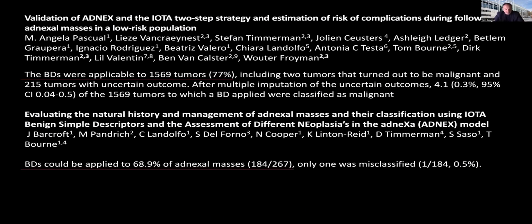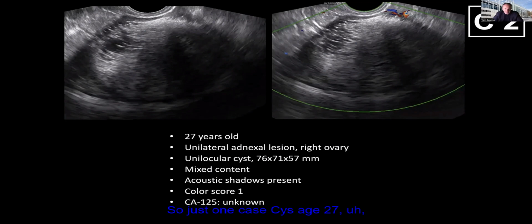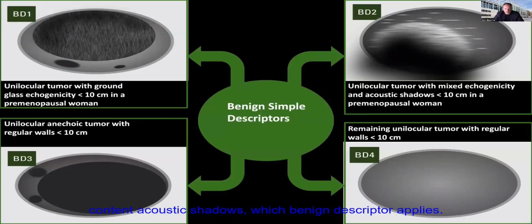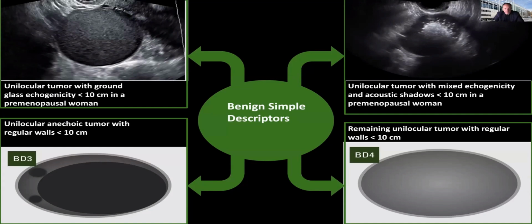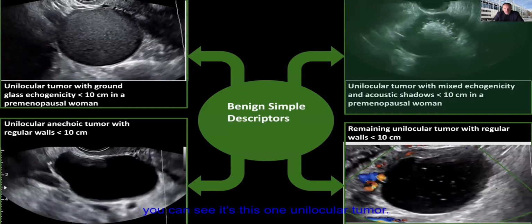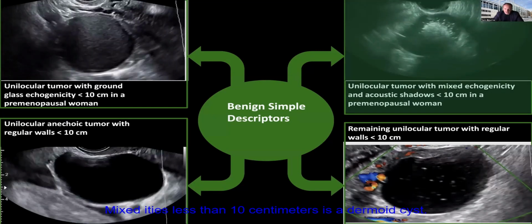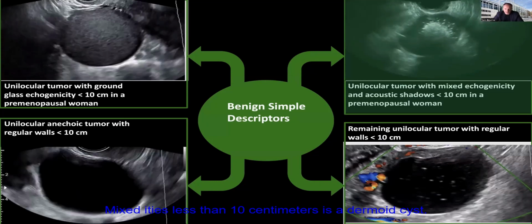Extremely effective. So just one case, this is case 27. You can see it's unilocular, mixed content, acoustic shadows. Which benign descriptor applies? Which one is it? Well, you can see it's this one. Unilocular tumour, mixed echogenicity, less than 10 centimetres. This is a dermoid cyst.